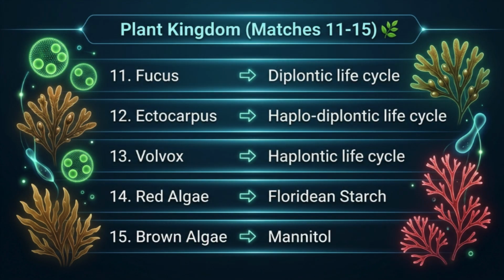Next, the plant kingdom exceptions. Fucus is the diplontic algae. Ectocarpus is the haplodiplontic algae. Volvox is a colonial green algae with a haplontic life cycle. Red algae store food as floridean starch, and brown algae store food as mannitol or laminarin.